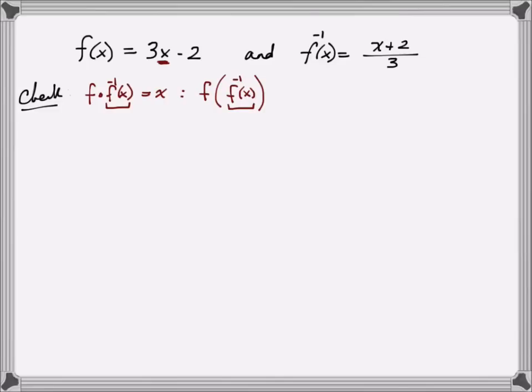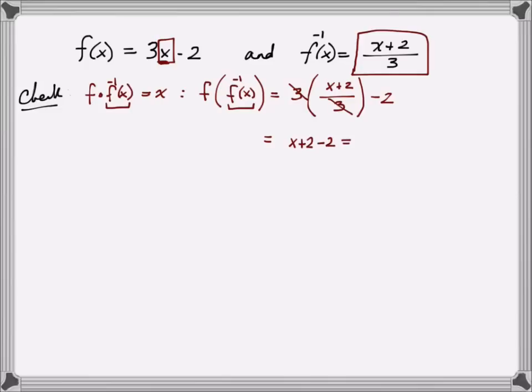So if you go back to the function f and look for where x occurs, we're going to replace that x by this new input, which is the f inverse. In that case, we get 3 times this entire expression of (x plus 2) over 3. And then I have the minus 2 from the function f. This gives us x plus 2 and then minus 2, which is x.